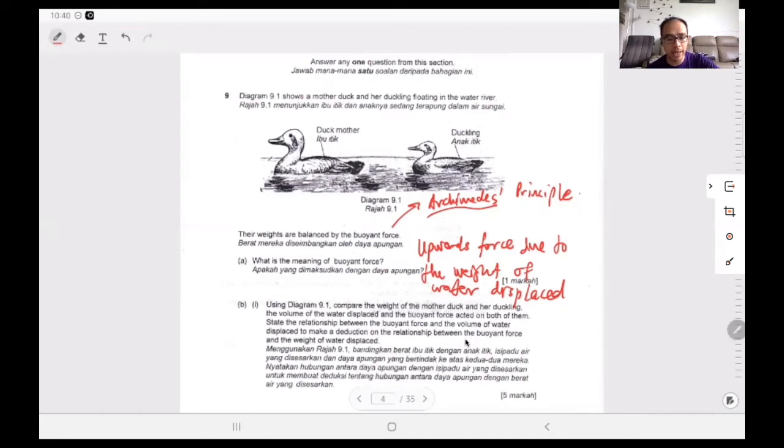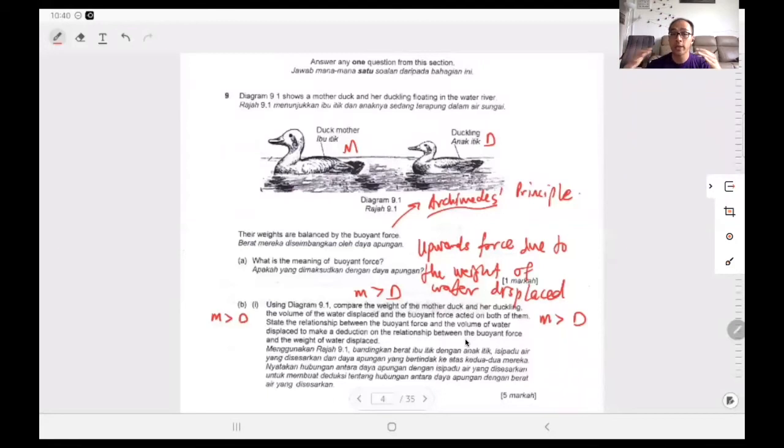Let me call the mother M and the duckling D. So M is more than D. The weight of the mother duck is greater than the duckling's. So consider the volume of water displaced and the buoyant force acting on both of them. The buoyant force of the mother duck will be bigger, since she has a bigger volume. The buoyant force of the mother duck is bigger than the duckling's.